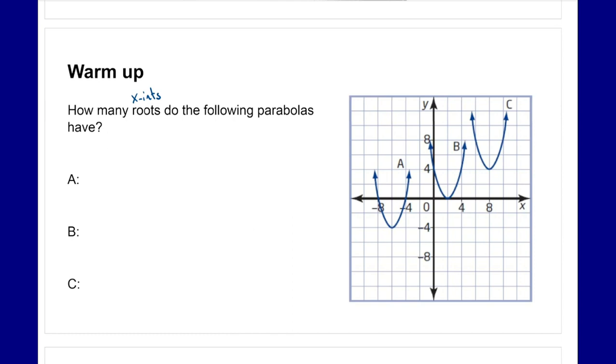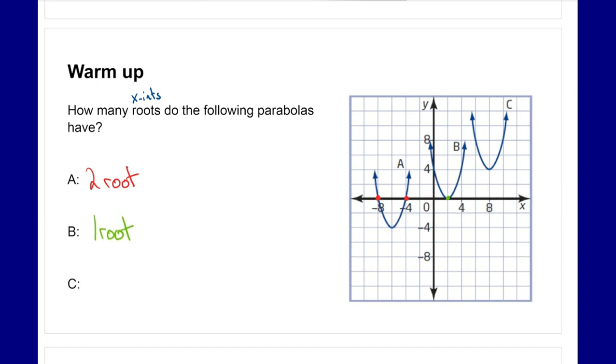Well, we take a look at the first one, A. We can see that it crosses the x-axis here and here. So in this case, it crosses twice, so there are two roots. For B, the second one, we can see that our vertex is right on the x-axis, meaning that it does touch the x-axis once at the vertex and then moves up from there. So in this case, there is one root.